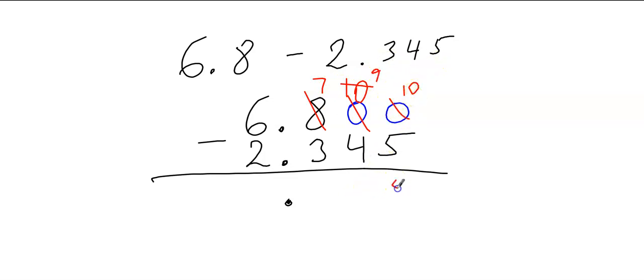10 minus 5 is 5. 9 minus 4 is 5. 7 minus 3 is 4. 6 minus 2 is 4. And we're done. The final answer comes out to be 4 and 455 thousandths.